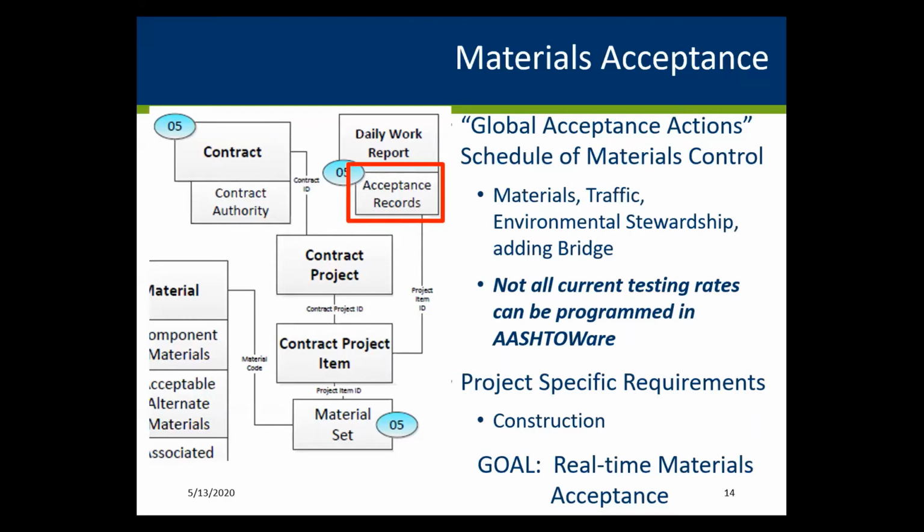We've got different rates and they do not work in AASHTOWare even if you stack requirements and things of that nature. So we've talked within materials already about getting a group of people together involving construction and materials and looking at the testing rates and looking at the schedule of materials control and how we can build it to work for AASHTOWare in the future also, while still meeting the requirements of the FHWA and the number of tests we feel we need in order to be assured of the quality of our materials.